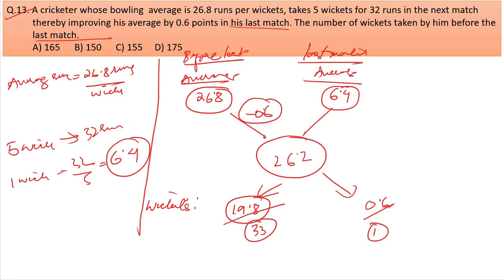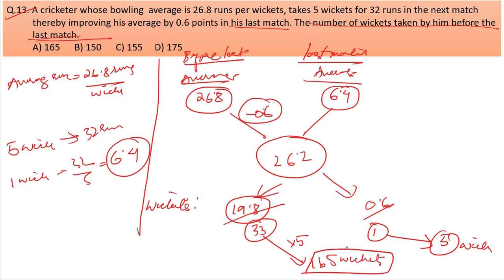According to the question, in the last match his wickets were 5, that is 1 unit is 5 wickets. Then the number of wickets taken by him before the last match will be here. This before last match is multiplied by 5. 5 3s are 15, 165 wickets was 6 wickets before the last match. This is option A, the correct answer.